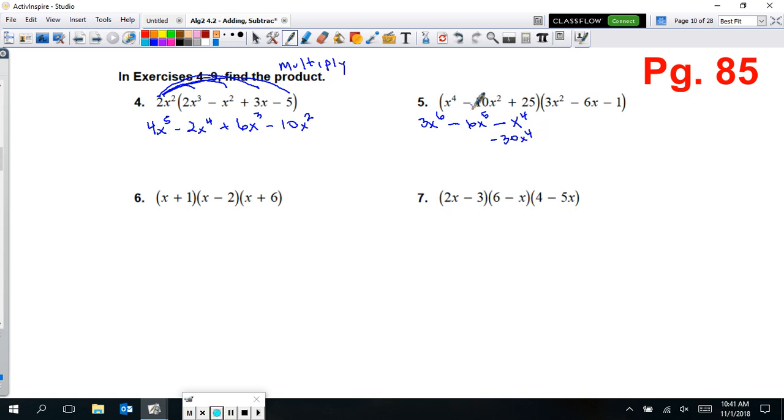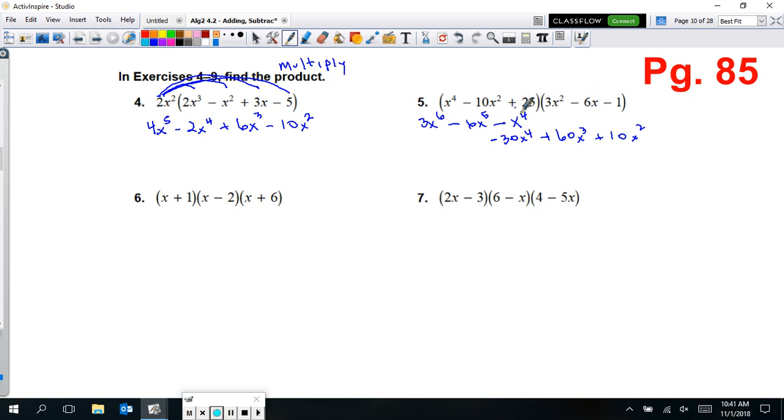Okay, then our next term, negative 10 times 6. So that's going to be a negative, or a positive, sorry, negative times negative, positive 60. And this is going to be an x to the third power. And then negative 10 times negative 1 is positive 10. And that's going to be just an x squared for that one.